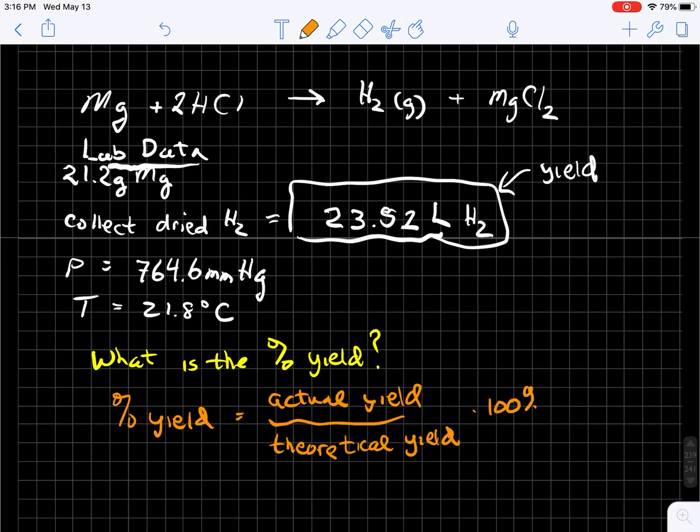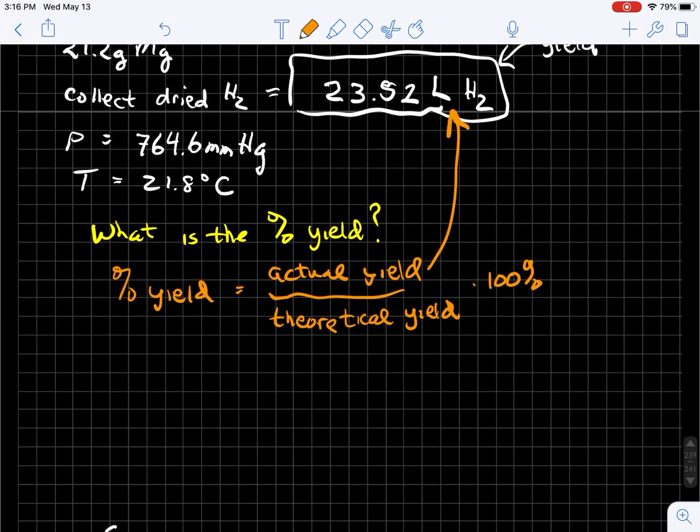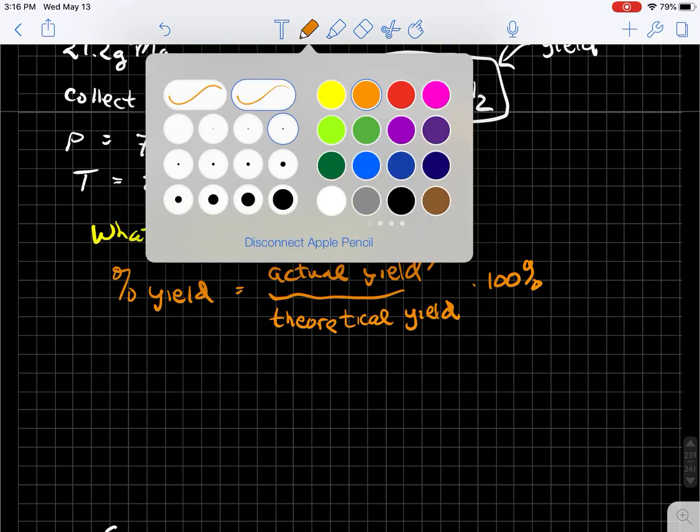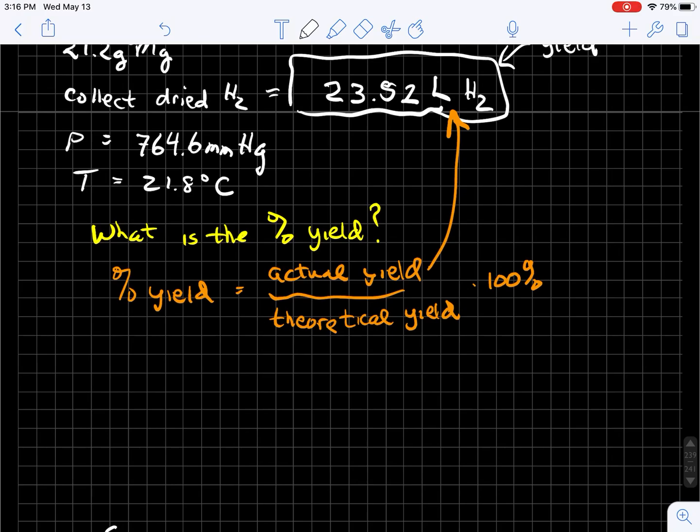And then we have to multiply that by 100%. Okay, so do they give us any of this? Yes, we know the actual yield. It's 23.52 liters. That's what we got in the lab. All right, so we're getting there. Now the theoretical yield is going to be based on the stoichiometry. All right, so I'm going to have to make a couple conversions here first.